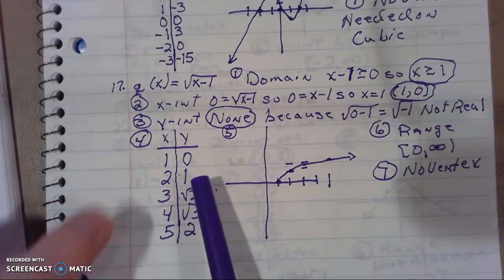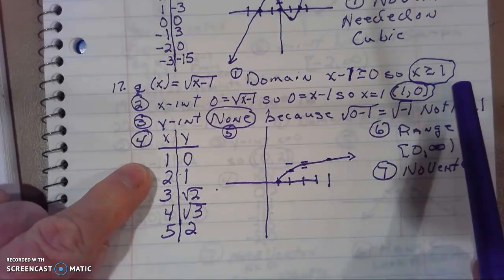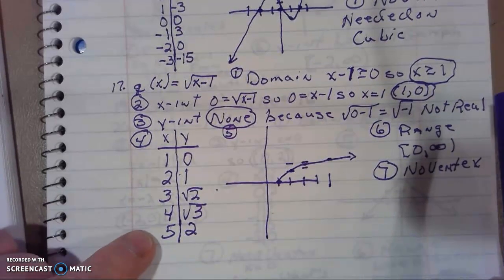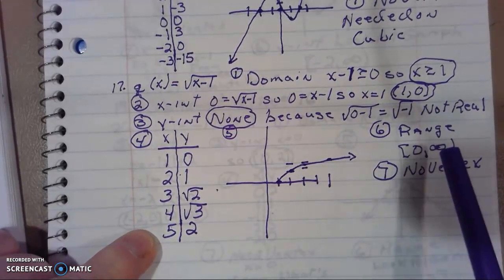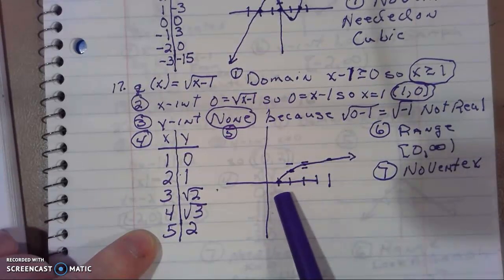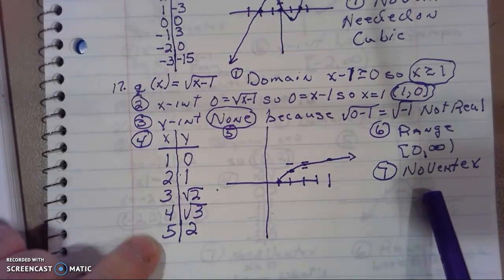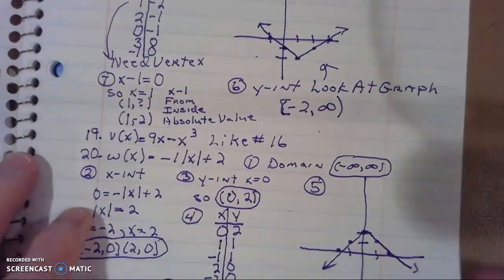Then I took some numbers and put them in for x, starting with my first number that I can have, 1. Then I put 2, 3, 4, 5 in there to give me my numbers, and then I plotted them. My range is the first number on my y that I had was 0, going up to infinity, and there's no vertex, just a starting point on square root graphs.